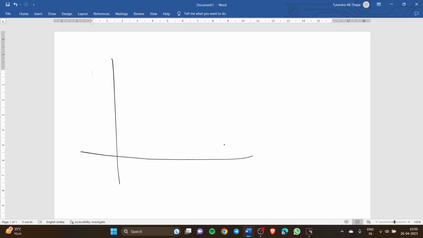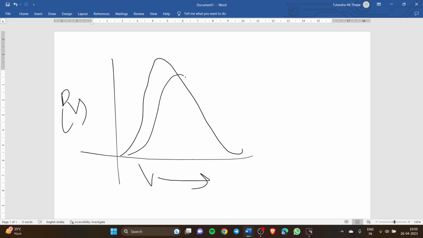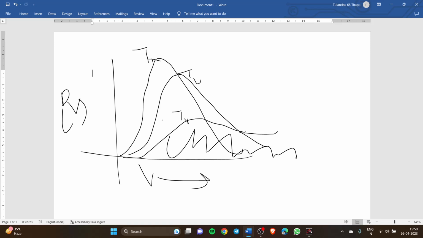It should come out somewhat like this: here is the speed distribution, and here it is speed. So this is for temperature T1. As the temperature increases, the peak keeps on decreasing in height, and this is for T3. So this is T3, this is T2, and this is T1. As the temperature increases, the peak decreases, but the average energy of the particles increases. As the total speed decreases, the maximum speed decreases, the most probable speed decreases.